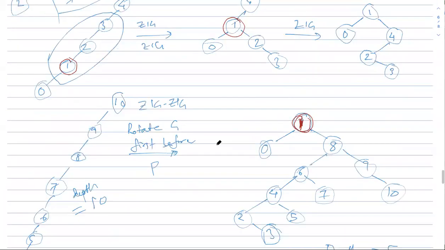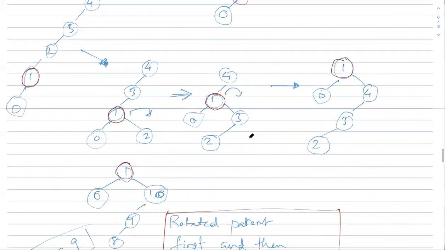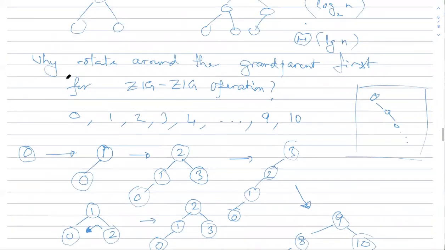So this is what I wanted to at least show practically through this example: why the zig-zag scheme rotates around the grandparent first. Hopefully you appreciated this with the help of this example.